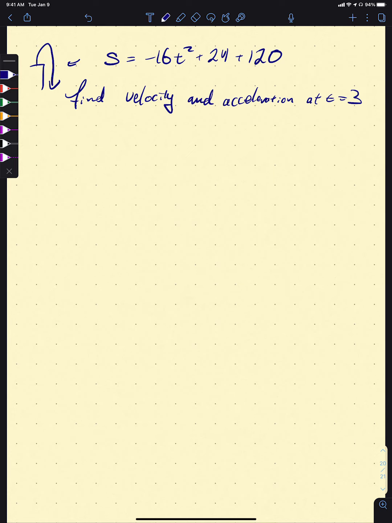Well, here's what we know. My velocity, that's my change in position over a change in time. And we have a function for s, so that means we just need to take the derivative of s. So what we're going to get is negative 32t plus 24. So our velocity is negative 32t plus 24.